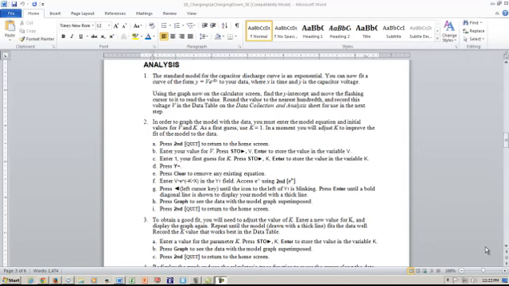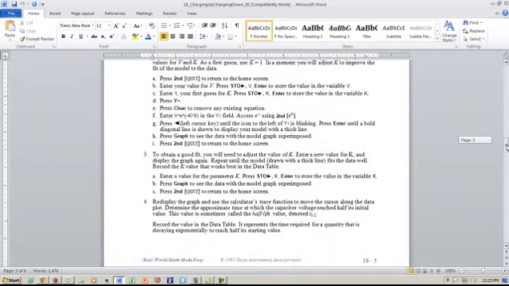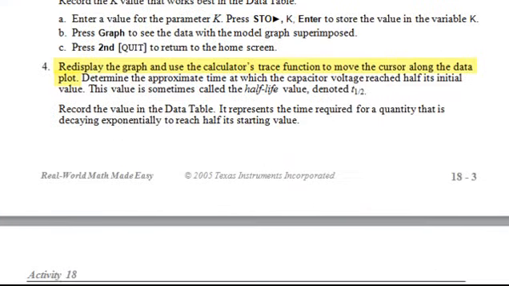This video will help you finish the analysis portion of the charging up, charging down activity that we did in class. The previous videos helped us with 1 through 3 in the analysis, and now we're going to move to step 4 in the analysis. And what that is here is redisplaying the graph and using trace to find what's called the half-life of something.